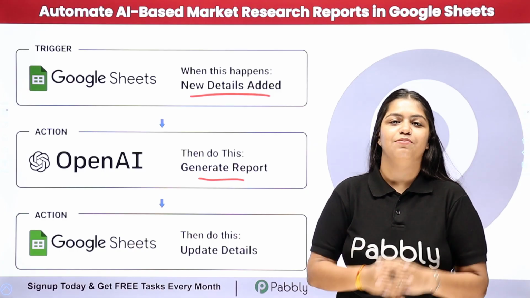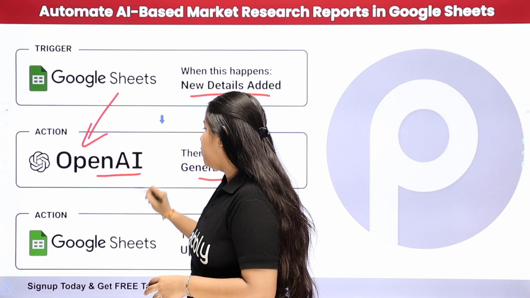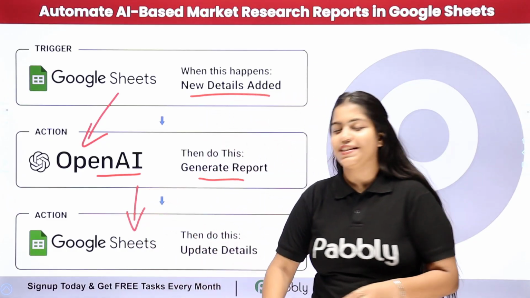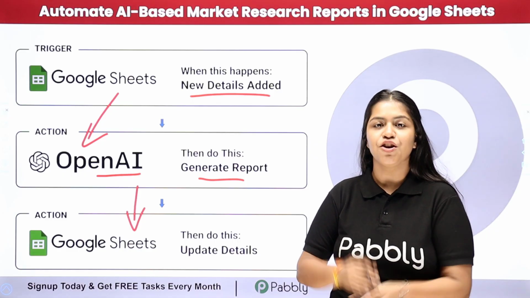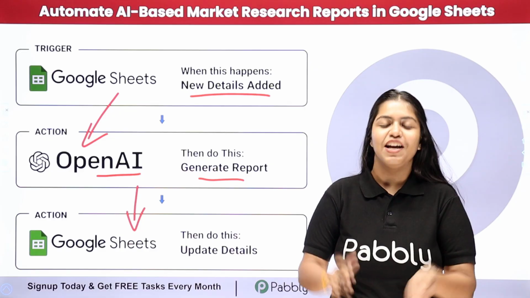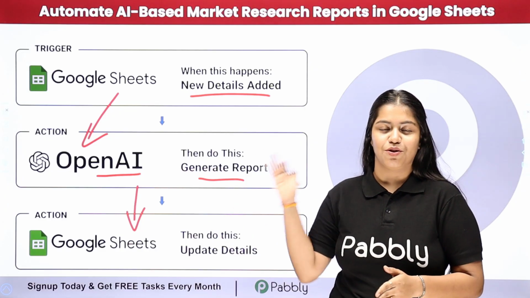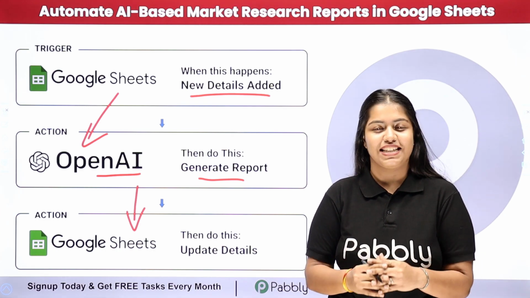So to do this, we are simply going to create a connection between Google Sheets, my AI agent, which is OpenAI, and Google Sheets. And to create this connection without knowing any programming or coding language, we are going to use Pabbly Connect. It is an amazing automation software. So if you also want to create this amazing automation for your own business, then for that you have to come with me towards my screen.